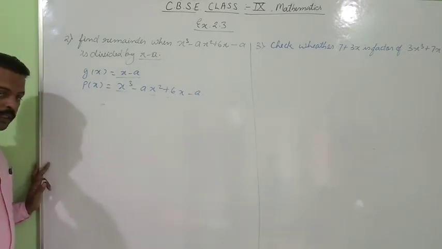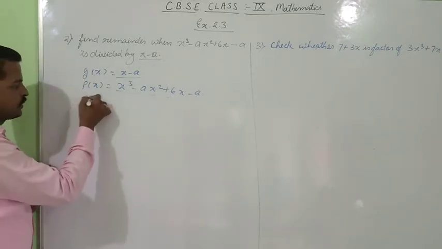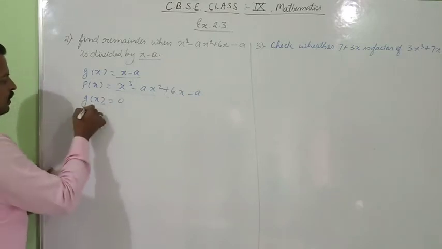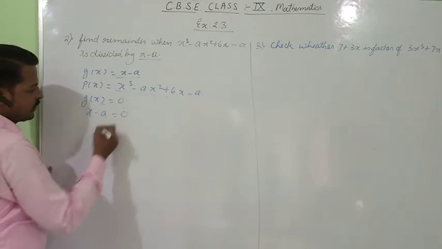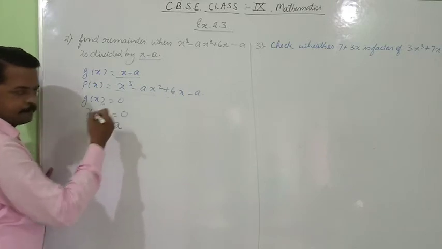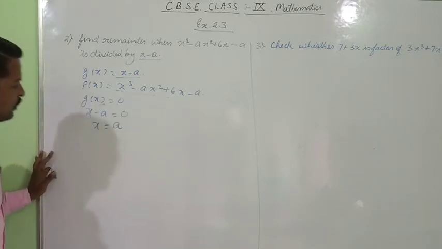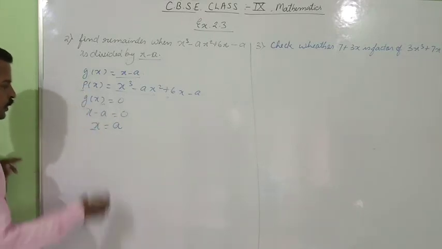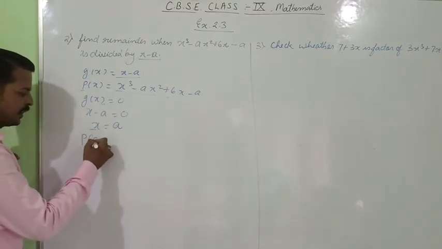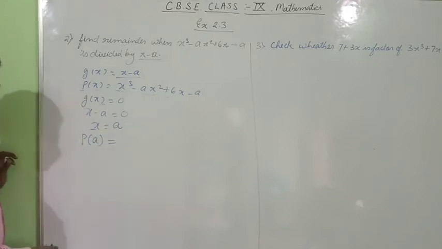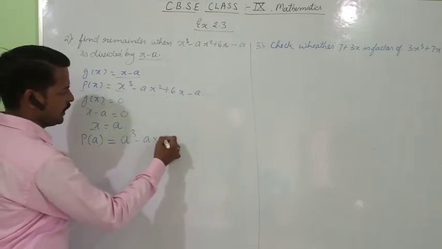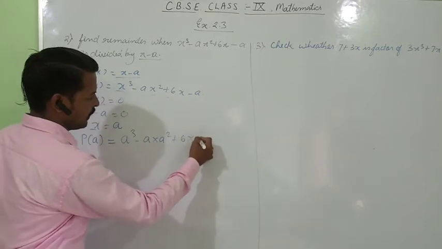So what was the rule I told you? We will take g of x equal to 0 and find the value of x. So the value of x is a. Now what do we have to do? We have to substitute this x value in the given polynomial, which is p of x. In other words, we have to find the value of p of a. So p of a will be a cube minus a into a square plus 6 into a minus a.